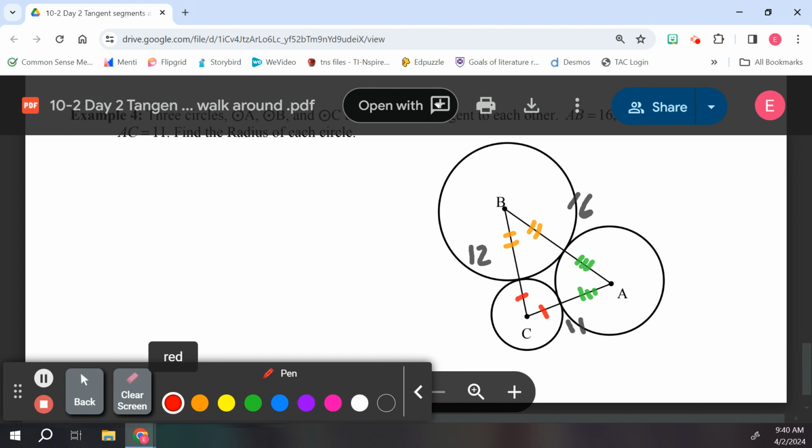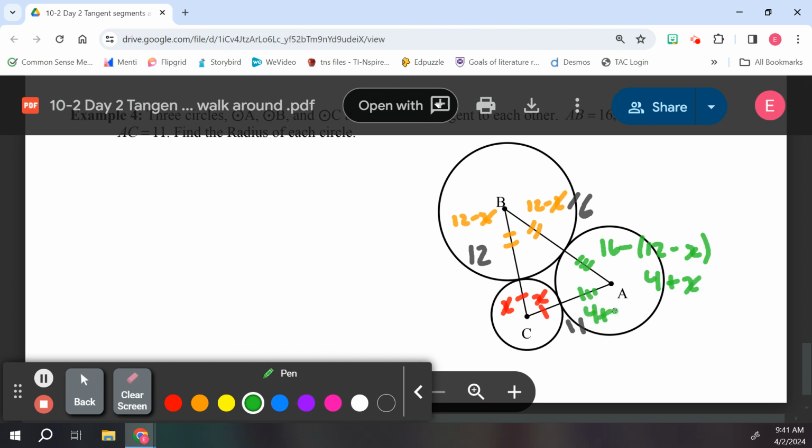Now remember, this is a walk around problem, so we have to define something as x. I'm just going to pick this. That's x. That makes this part x. That makes this part 12 minus x. That makes this part 16 minus the quantity 12 minus x, which leaves me with 4 plus x. So this is 4 plus x right there.